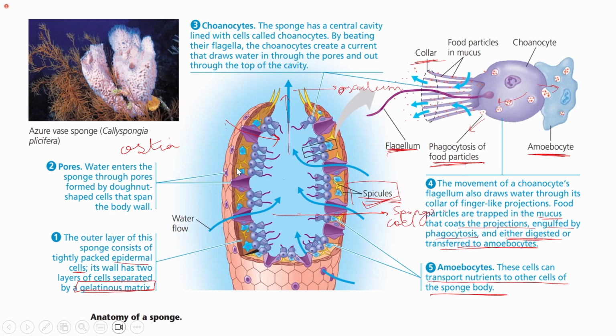So this is how different cells perform different functions in sponges. They have a cellular level of organization, but we can clearly see that they do not have any digestive system or excretory system or respiratory system per se. So they lack a tissue level of organization, but they have a cellular level of organization.